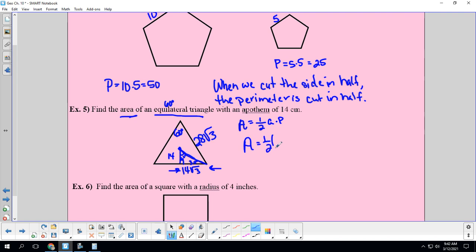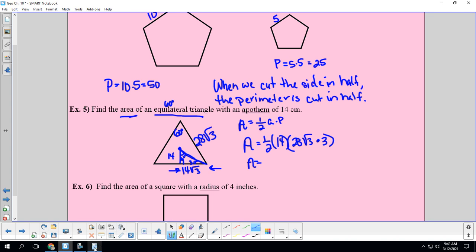So we know that the apothem is 14. We know that the perimeter is going to be 28 root 3 times how many sides we have? 3 sides. Oh, this is so fun. Okay, so I'm going to do all my whole numbers together, and this root 3 has nobody to hang out with, so he's going to chill on the end.